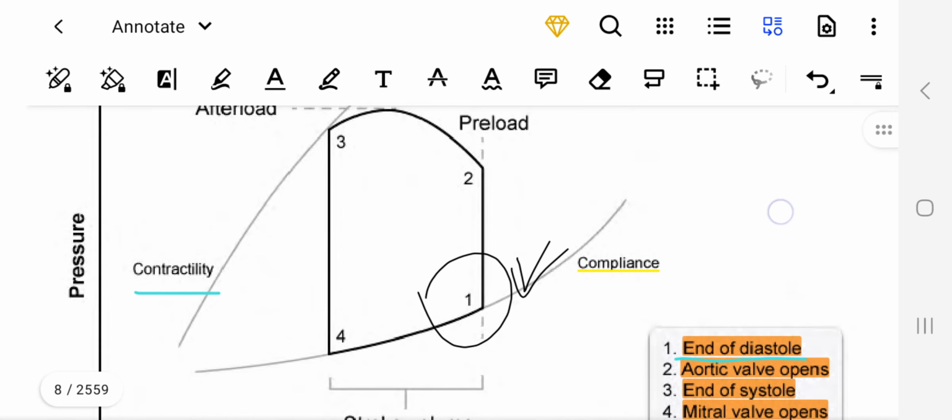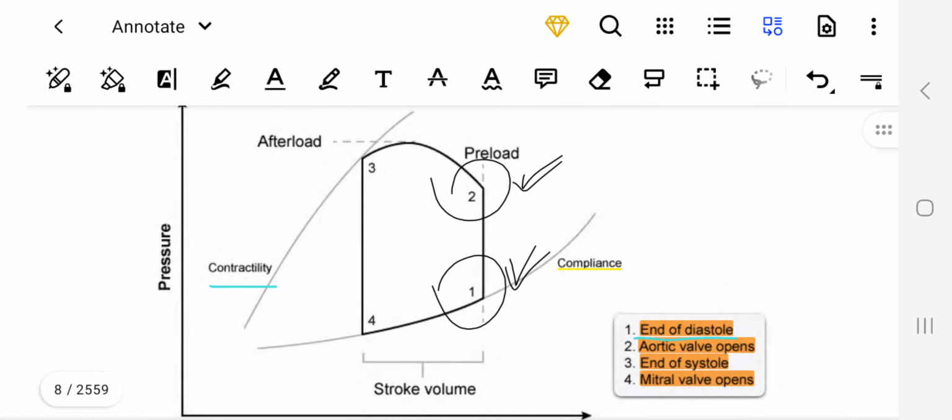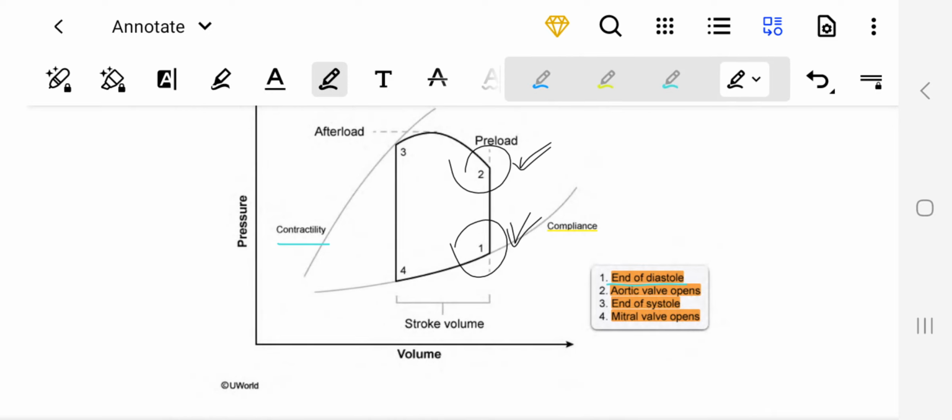The first one. Then we have the second point, this one. This is basically representing that the aortic valve is open, right? What will happen is, let's say if this is the pressure volume curve, if we are moving from this to this, that means the volume is increasing, right? So let's say if here, the volume is very low, right?